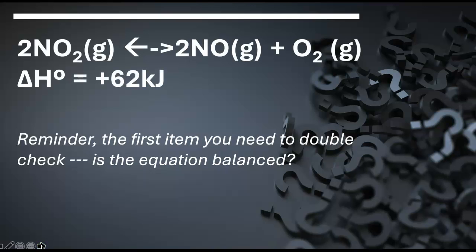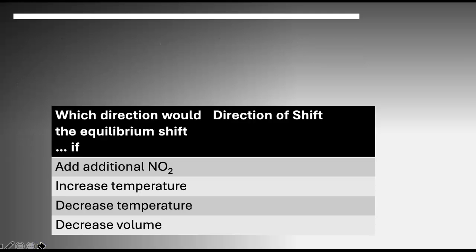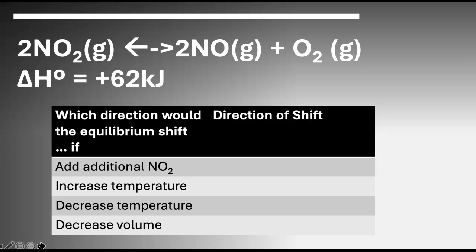In this next equation here, we've got another equation to take a look at so that you can practice. Again, always the first thing, double check to make sure it's balanced. And so hopefully you're thinking, yes, it is balanced. And then we want to be able to write the equilibrium expression. So again, our products divided by our reactants. Hopefully you got that. And now what I would suggest is looking at that same equation, see if you can answer the questions here. This is a great time to pause the video and look at that equation and answer those 4 quick questions.